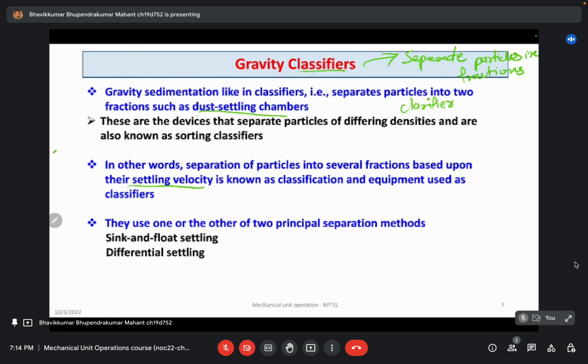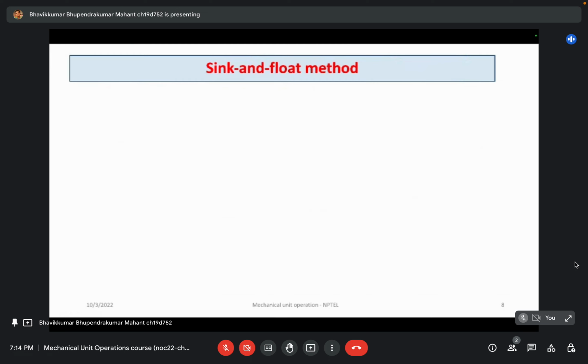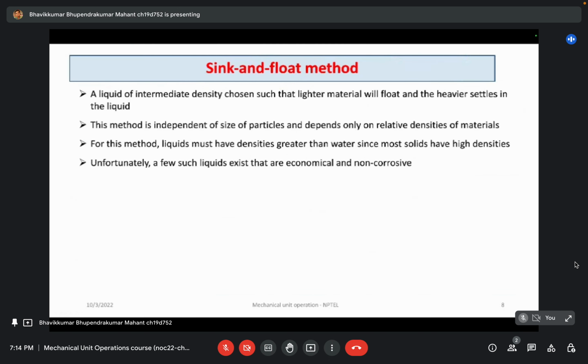There are mainly two different principal separation methods used when we talk about classifiers. One is sink and float settling, another is differential settling. These are the two main separation principles used in classifier techniques. Now, what is the sink and float method? In the sink and float method, a liquid of intermediate density is chosen, so that the lighter material will float and the heavier material will sink in the liquid.